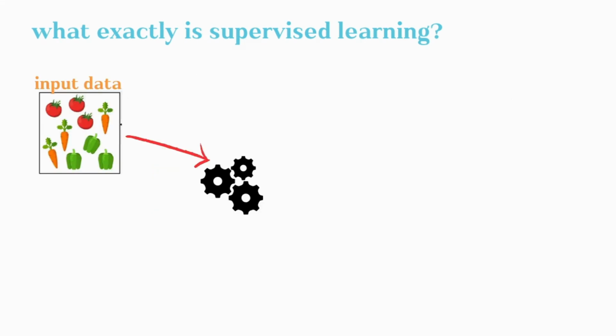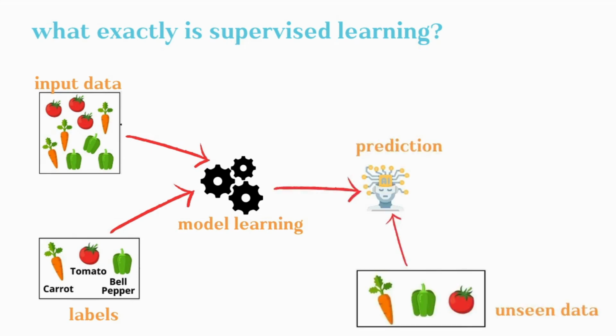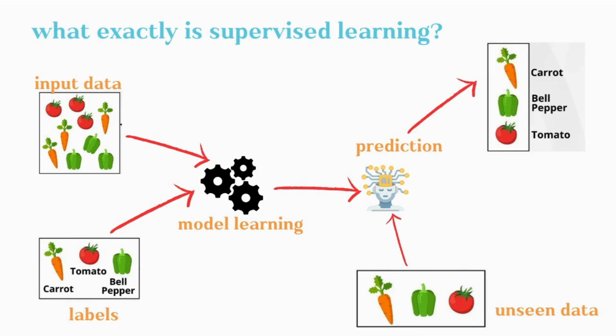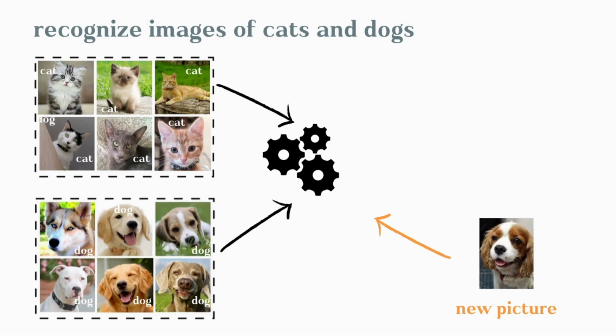We provide the model with a data set that includes both the input data, called features, and the correct output data, called labels. The model learns to map the features to the labels so it can make accurate predictions on new, unseen data. For example, let's say we want to teach a model to recognize images of cats and dogs. We start by showing it lots of images of cats and dogs, each labeled correctly. The model learns from these examples, and eventually it can look at a new image and predict whether it's a cat or a dog.